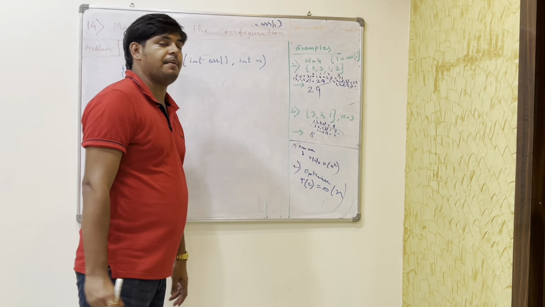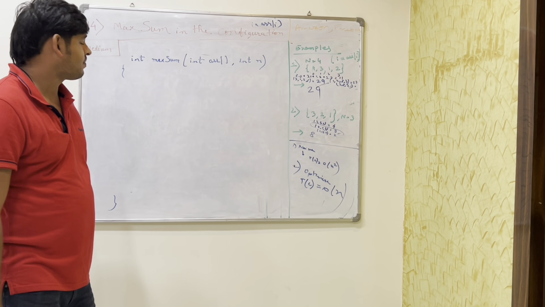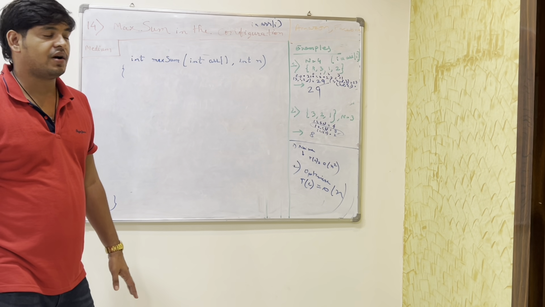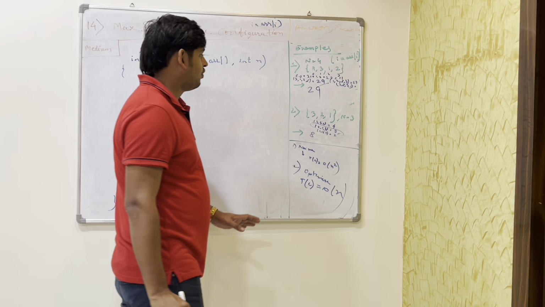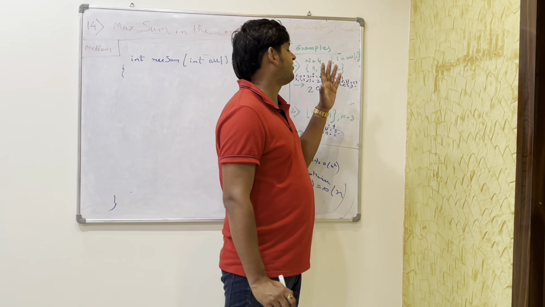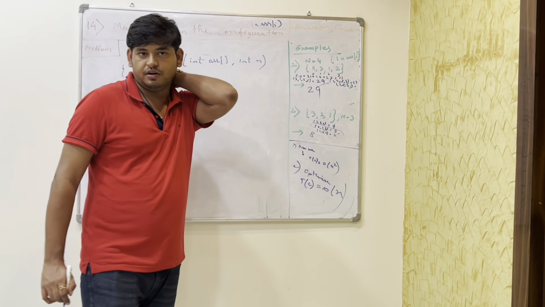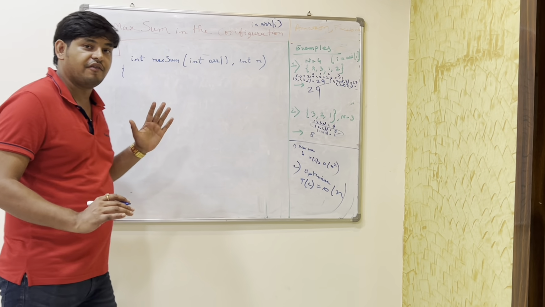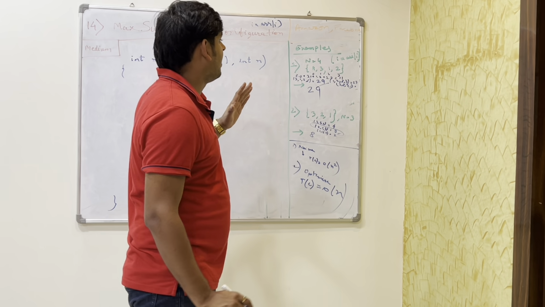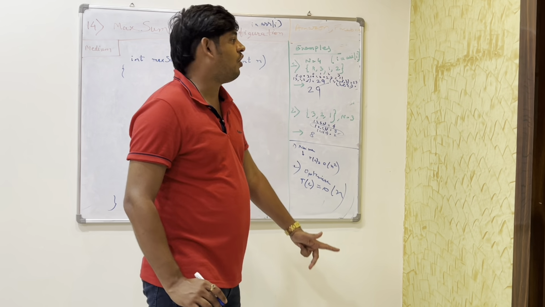What would be the approach? Any idea? What is the intuition? So we are rotating, we are finding the maximum sum for each configuration. Can we avoid that rotation and find it in one go? How can we do that?